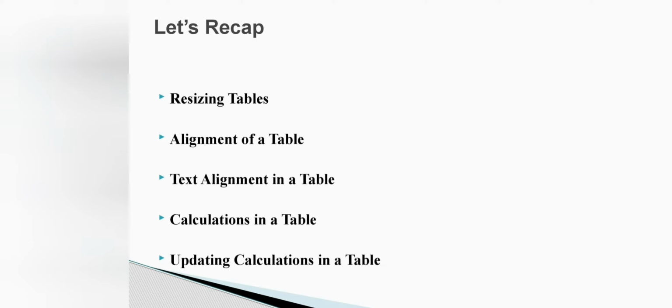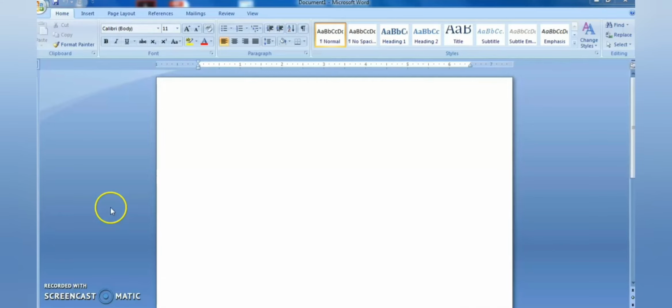So students, now just take a quick recap. We have learned resizing tables, alignment of a table, and text alignment in a table. We did calculations in a table, and we also did updating calculations in a table. You need to do lots of practice so that you can better understand the whole class. See this video properly to understand this lesson, and after this you have to do everything practically at your home.